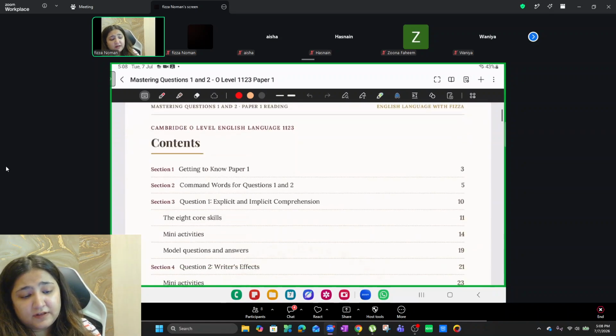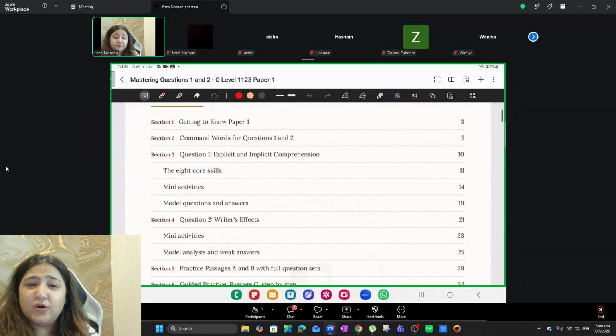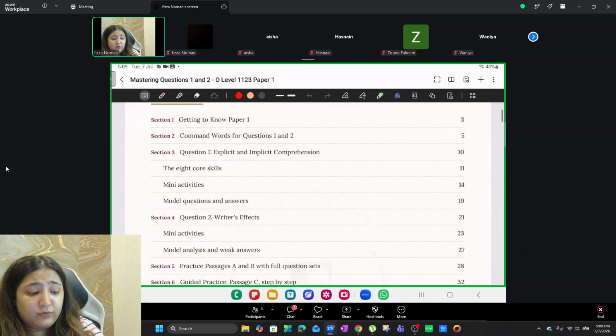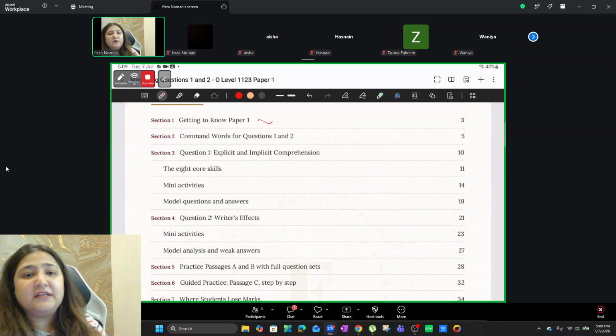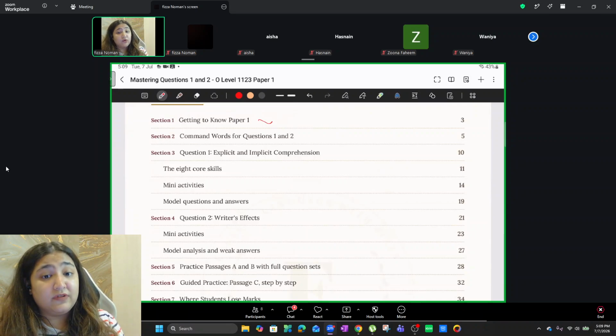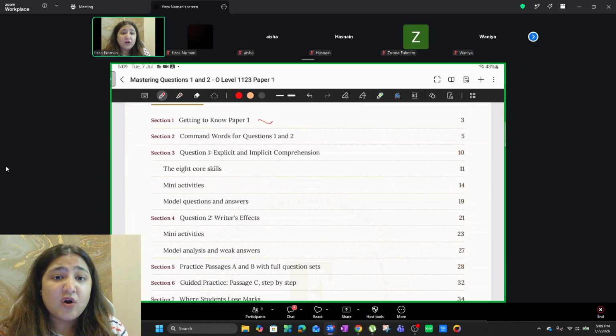Now, how do we master this particular workbook and how do we master question 1 and 2? Obviously, we get to know paper 1. We'll go through it unless you guys have specific questions to ask. If not, we will be moving through these quickly, okay? Then we need to have a solid understanding of command words. I keep repeating this over and over again because when it comes to your question 1 and question 2, paper 1, O levels English language, unless you understand command words, the comprehension part of the paper is always going to be an issue.